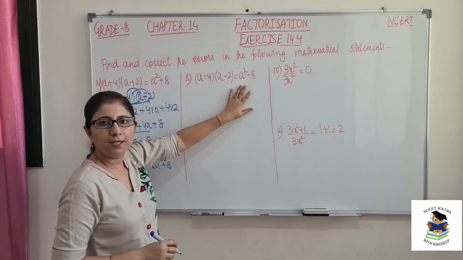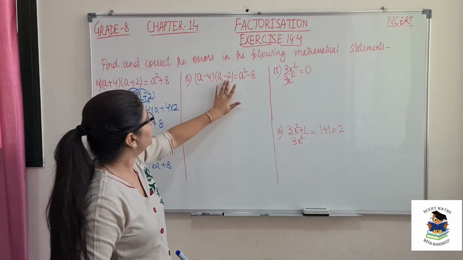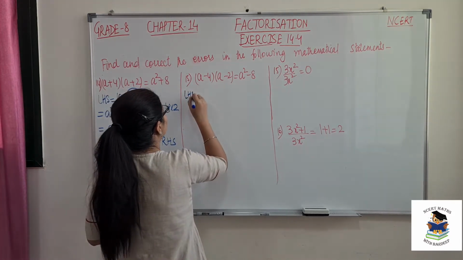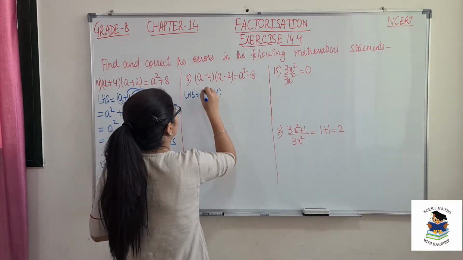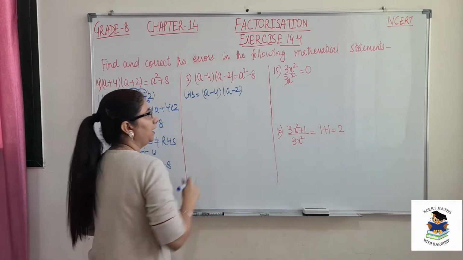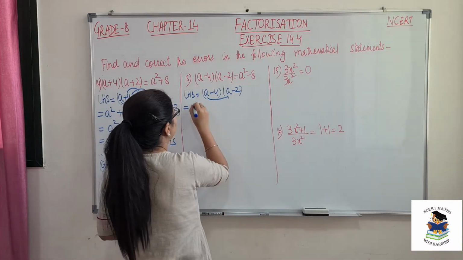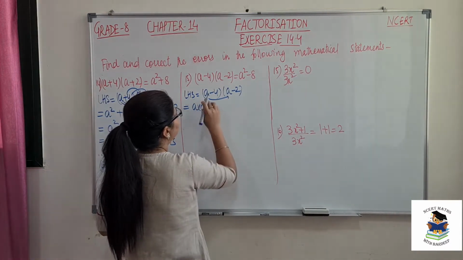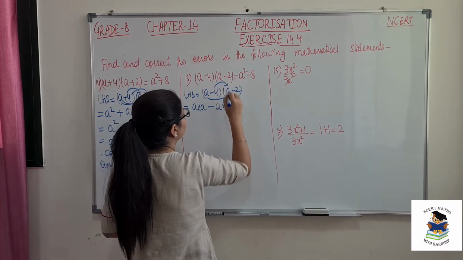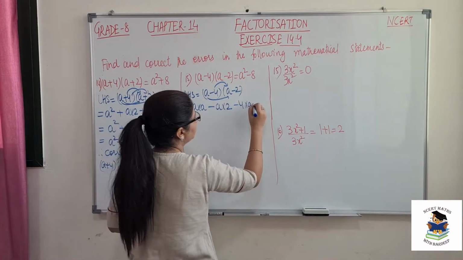Same thing they have done here: a with a as a², and 4 with 2 as 8. So this is again wrong. The correct answer should be, we should multiply each term of this with every term of the second binomial. So it should be first a into a, then a with minus 2, then 4 with a and minus 4 with minus 2.